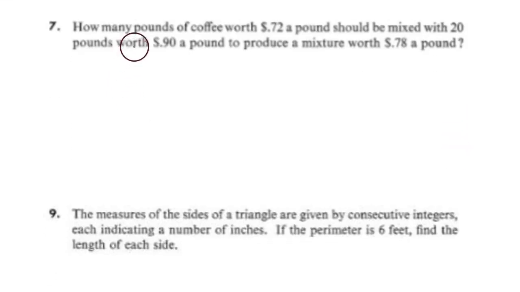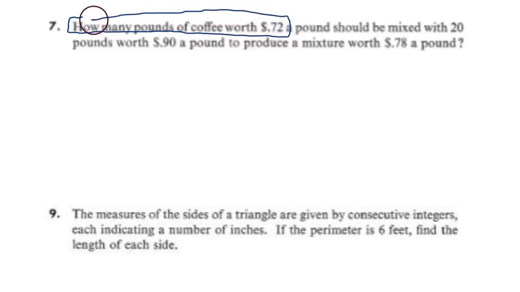Next, number 7. How many pounds of coffee worth 72 cents a pound should be mixed with 20 pounds worth 90 cents a pound to produce a mixture worth 78 cents per pound? Where's the actual question? It's here at the beginning. How many pounds of the cheaper coffee should be mixed with the other type to get the mixture that costs 78 cents per pound? So this is what we want to figure out.